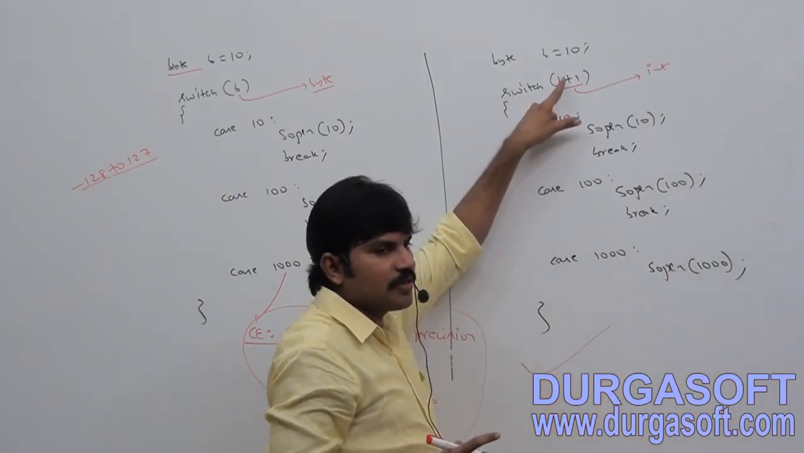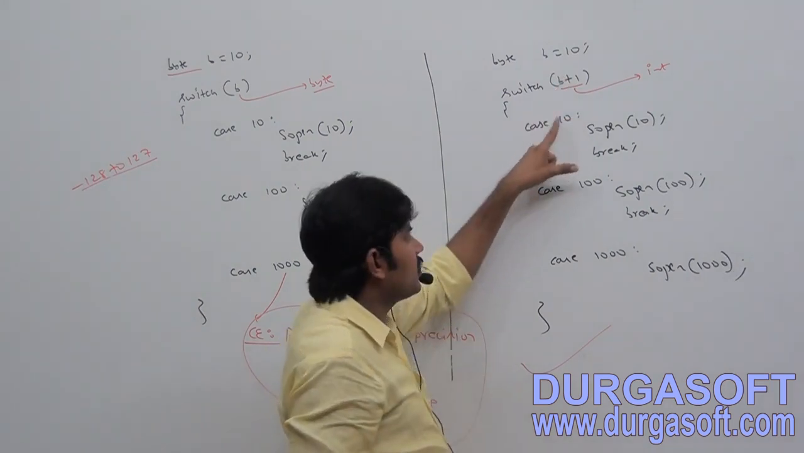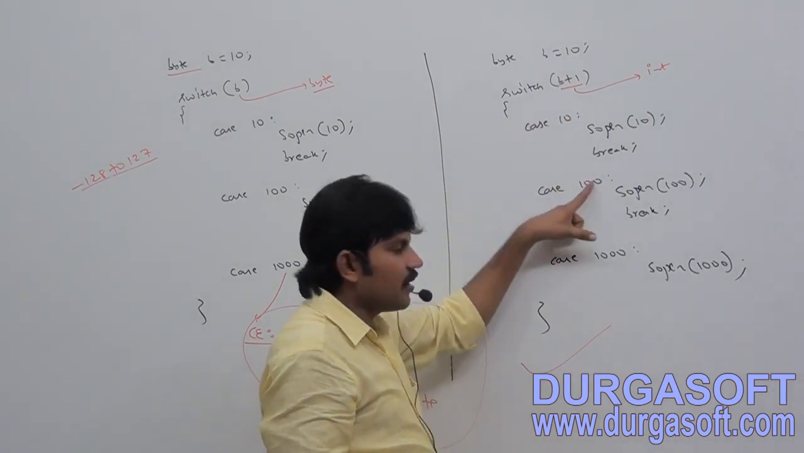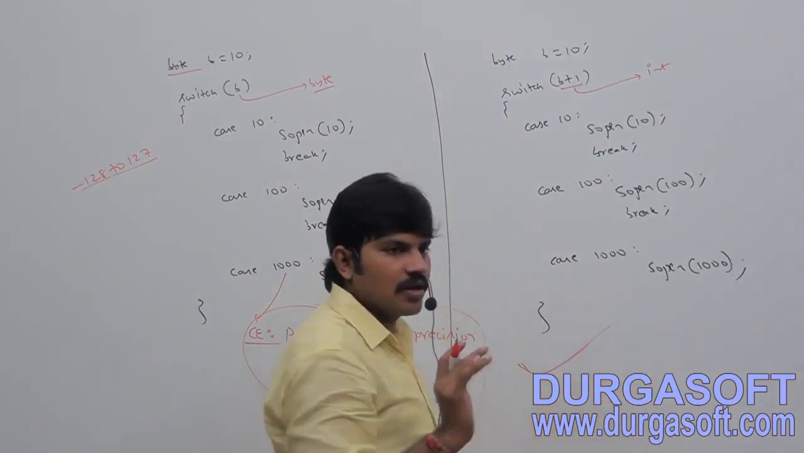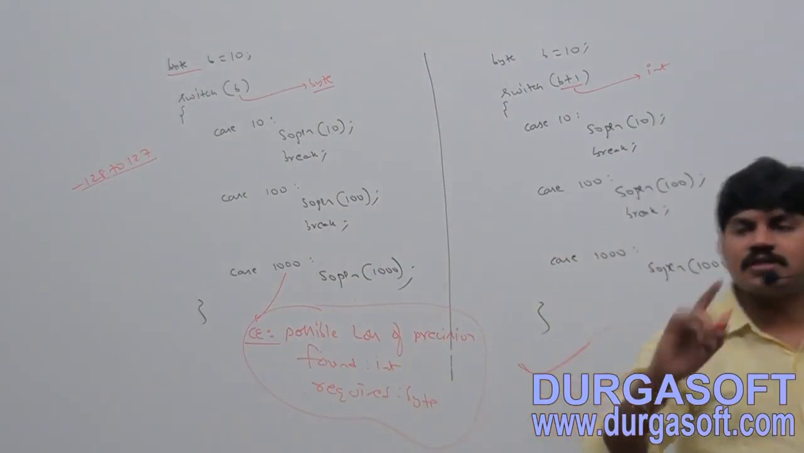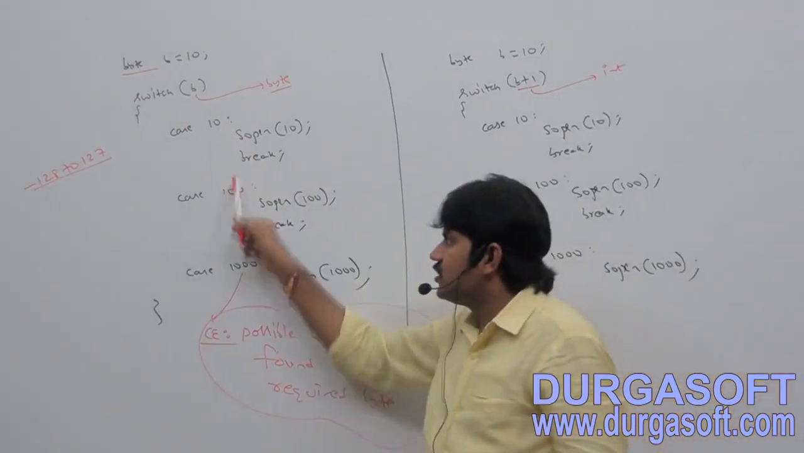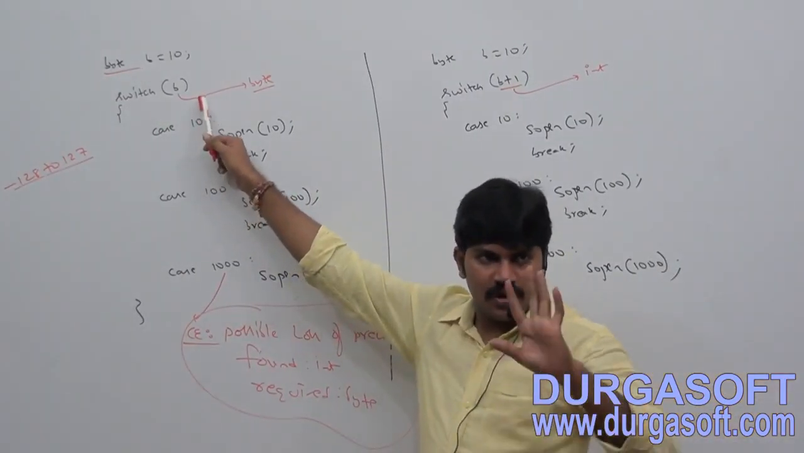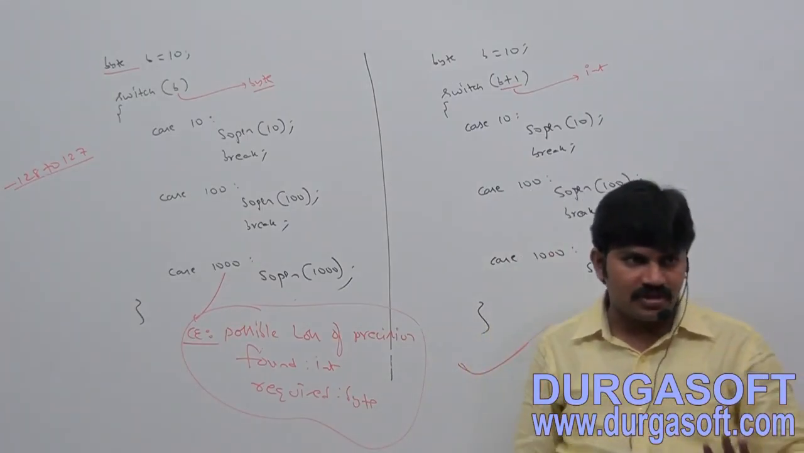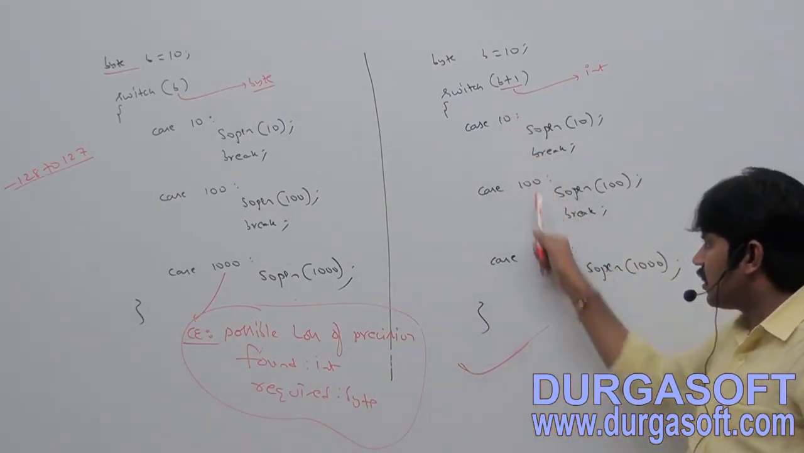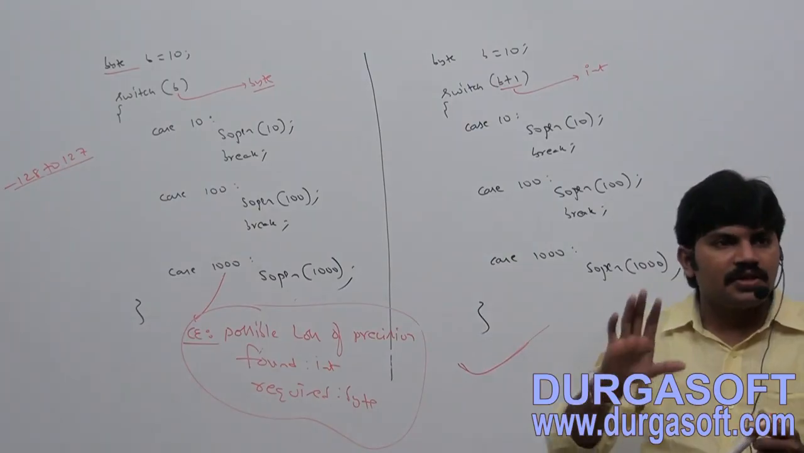So now switch argument type is what type? Int type. Case 10 possible, case 100 possible, case 1000 possible. No problem at all. Are you able to understand? Every case label should be in the range of switch argument type. If it is the byte type, the case labels should be minus 128 to plus 127. If it is the int type, then every case label should be a valid int value, right?